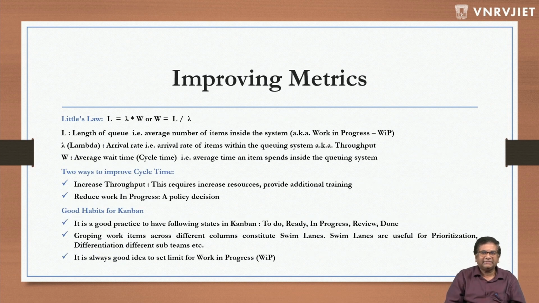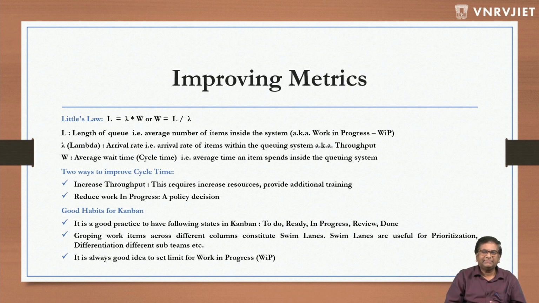How to improve metrics? There is one law called Little's law, which is L equal to lambda into W, or W is nothing but L by lambda. What is L? L is nothing but the WIP, work in progress. Lambda is the arrival rate, the rate at which the items are queued up, which is nothing but the throughput. W is the average wait time, the average time an item spends inside the queuing system.